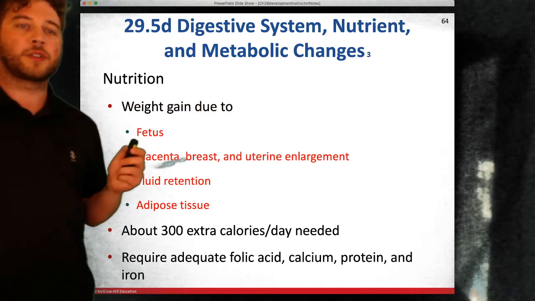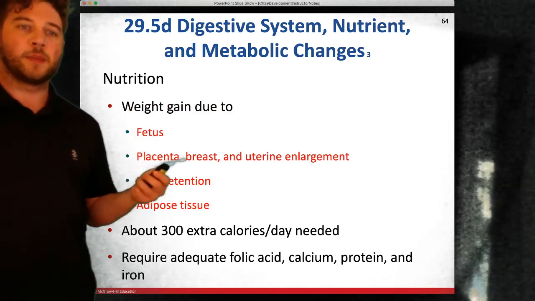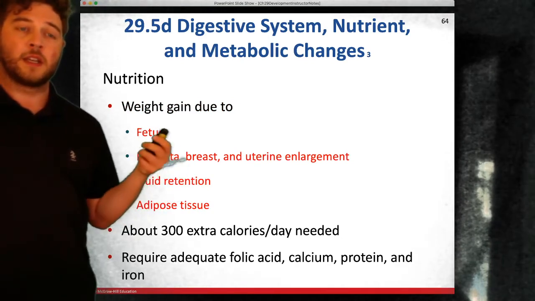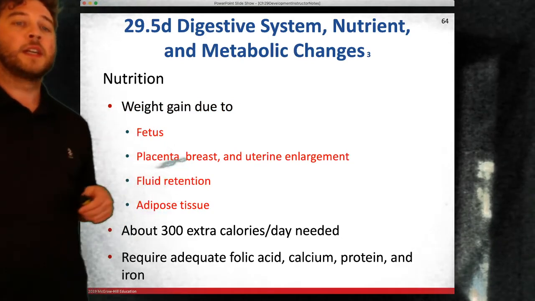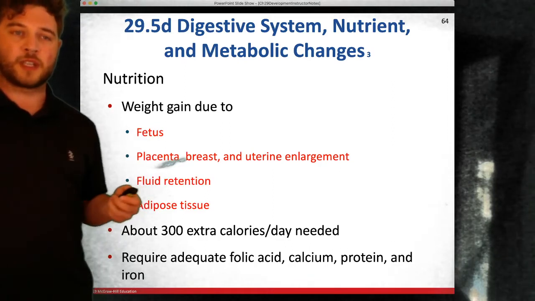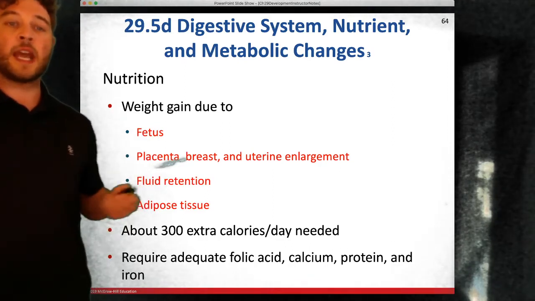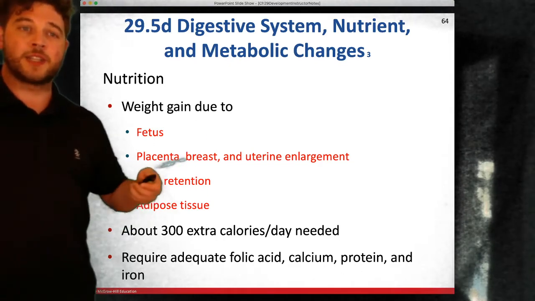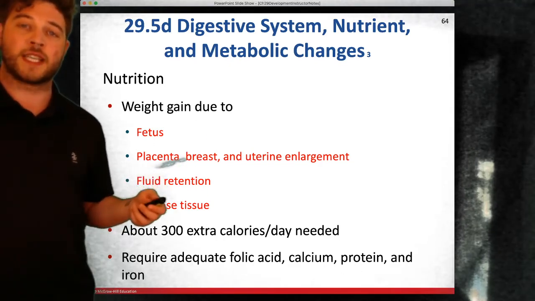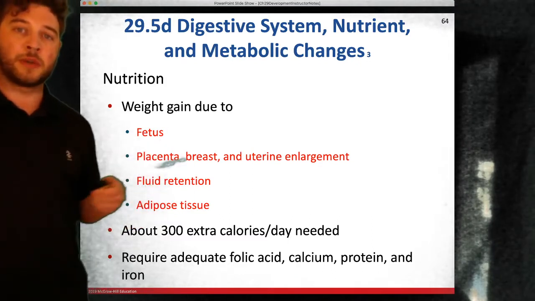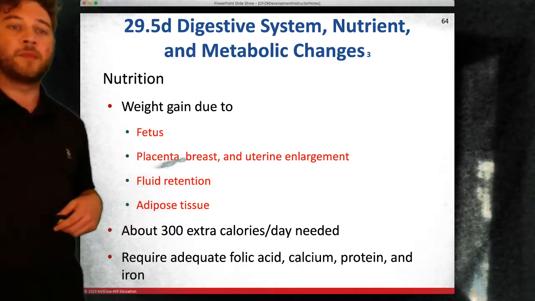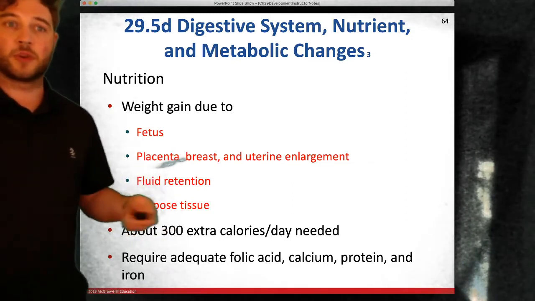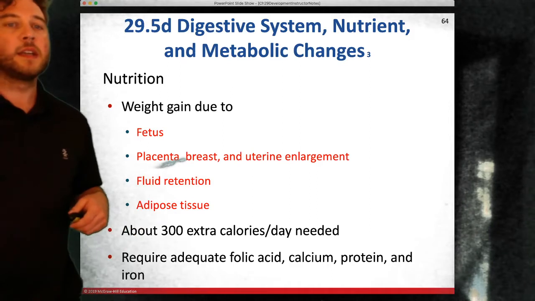Weight gain occurs because the fetus is growing. The placenta, breast, and uterus are developing and creating more cells. You start to retain more fluid. We saw that aldosterone levels increase. And adipose tissue increases. Once the body starts to get into this kind of state, it's going to start trying to store and hold on to as much as it can to provide extra nutrients. So the body knows that it needs to have these extra energy sources on hand.